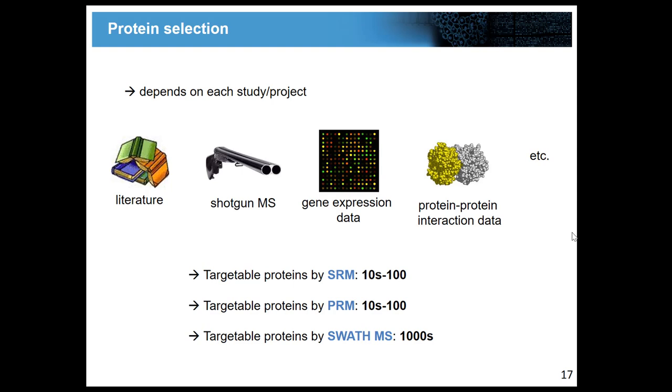So a perfect protein list for an SRM or PRM measurement is in the range of 10 to maximally 100. Everything above gets really painful to be measured by SRM or PRM. If you have a lot more target proteins you're interested in, then SWATH-MS or other DIA methods are the method of choice for you. Okay, easy.